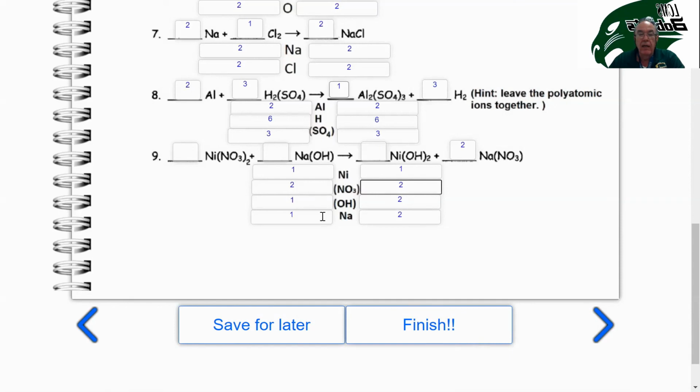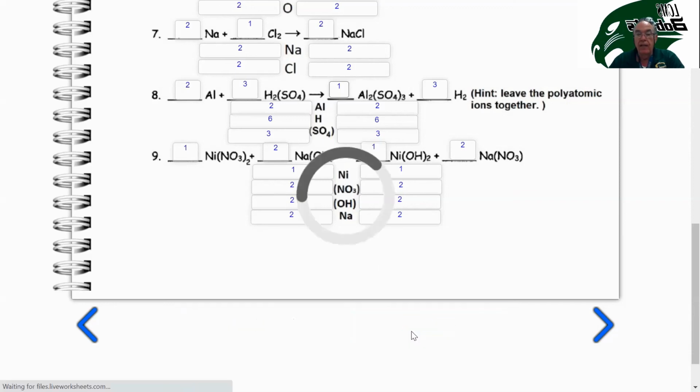Now I look over here, and I see that I don't have enough NaOH. I have half as much as I need. So I'm going to try a 2 coefficient here. When I do that, that means there's 2 sodiums and there's 2 OHs. Now it looks like I'm in balance. So I'm going to put a 1 here, 1 here, and I'm going to finish.